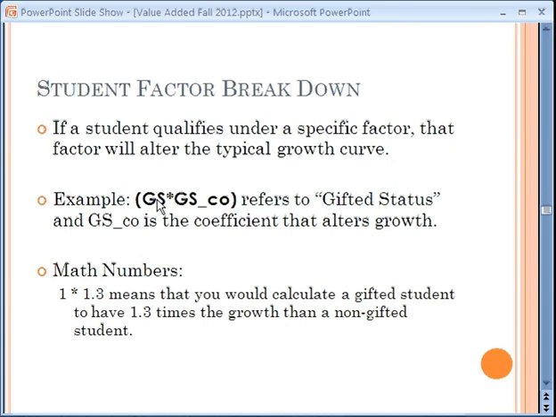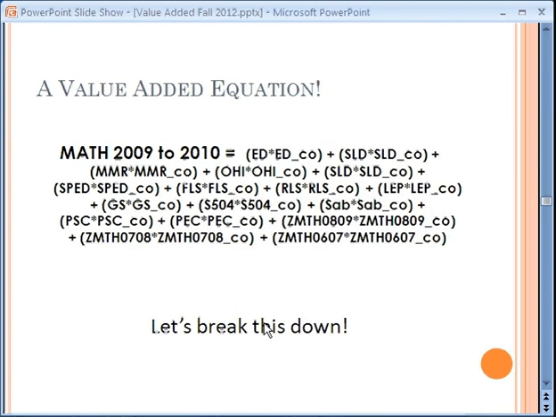Now let's say that for a gifted student, it's going to increase their expected or typical growth by a factor of 1.3. And that would mean that a gifted student would have 1.3 times the growth of a non-gifted student, and that would curve the slope upwards by a factor of 1.3. And by adding all of those factors in this equation together, you can get a typical or expected growth for each student.